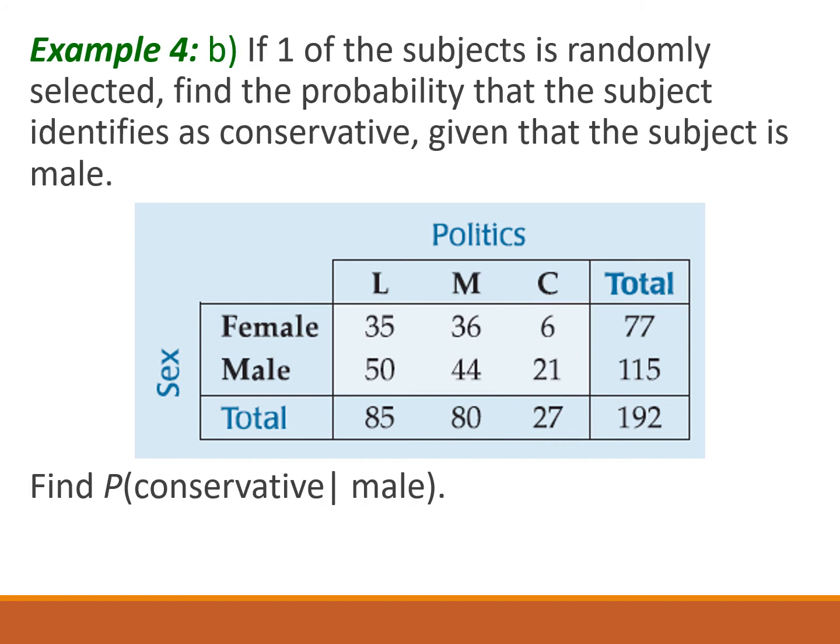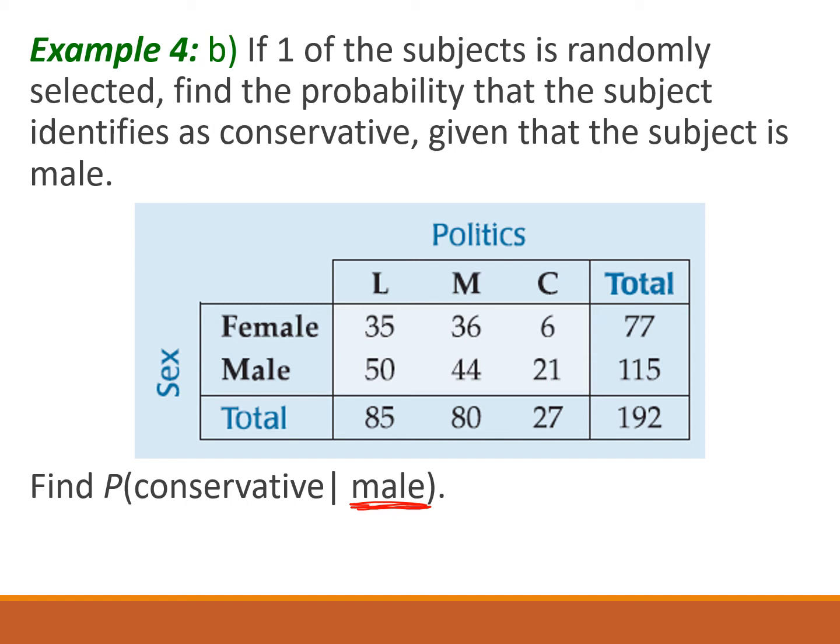Now we're going to do something called reverse the conditioning. Instead of finding the probability that a student's male given that they're conservative, we want to do the opposite and find the probability that they're conservative given that they're male. This is going to be a different answer, and this is why we have to be careful with these types of problems. Now remember, anytime we're doing a conditional probability problem, the denominator of the fraction is always the given.